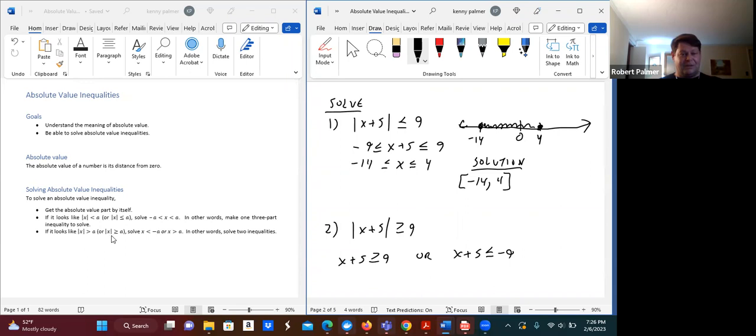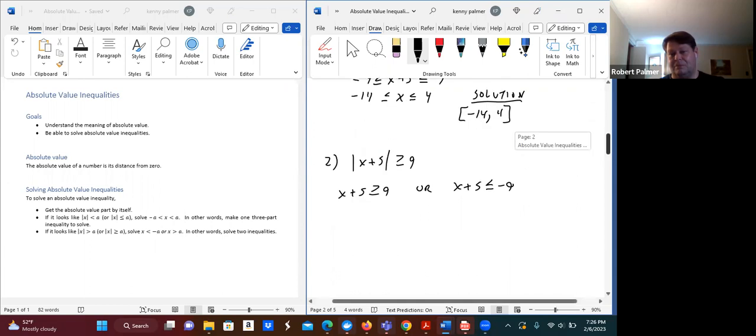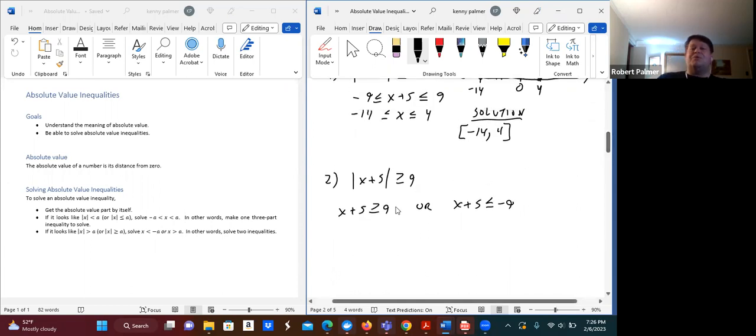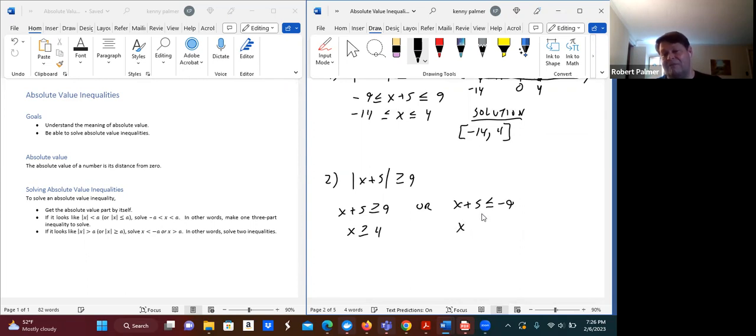Okay, that's just following this pattern here. The absolute value of x is greater than or equal to a. We set up two inequalities: x is greater than or equal to a, or x is less than or equal to negative a. So it's greater than or equal to, we set up two inequalities like that. And then just solve each one. Subtract 5 from both sides. So over here we have x is greater than or equal to 4. And over here, subtract 5 from both sides.